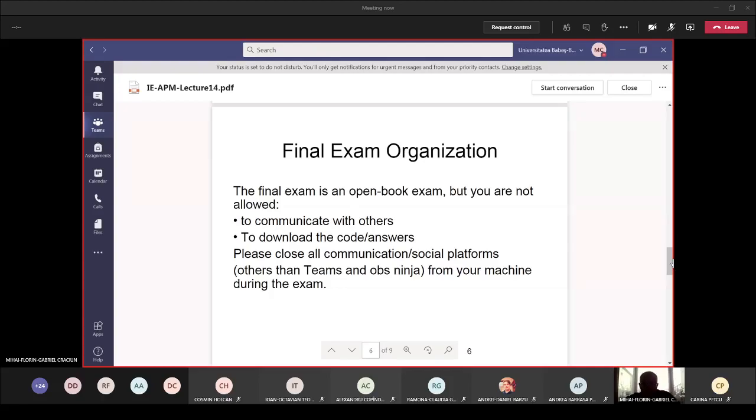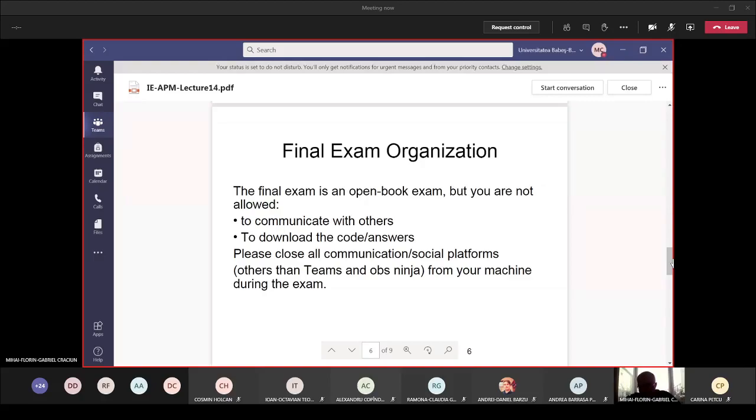Also, you are allowed to copy some portion of your old code, of course, because the practical exam is on top of your old code. You can use it, but you are not allowed to communicate with others, or to download code or answers from anywhere. So please prepare your project locally on your computer, so it is not necessary to download from somewhere.